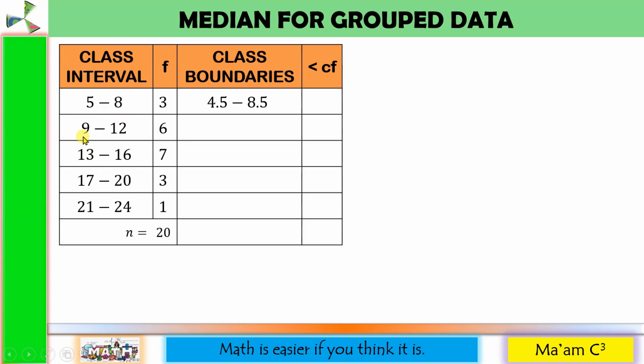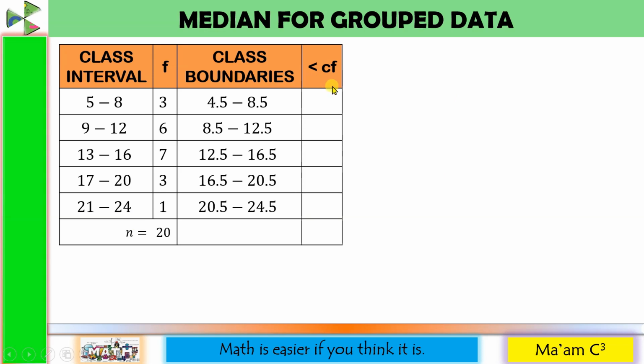So this will be 9 minus 0.5 is 8.5, and 12 plus 0.5 is 12.5. So 8.5 to 12.5. This one will become 12.5 to 16.5. This one is 16.5 to 20.5. This one is 20.5 to 24.5.